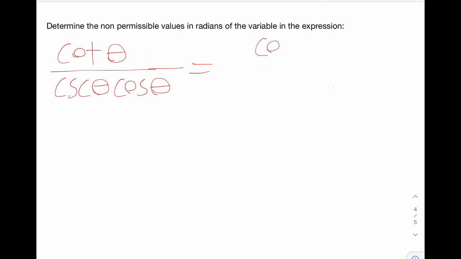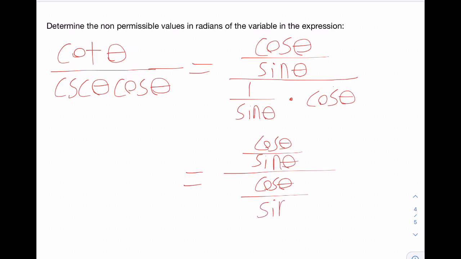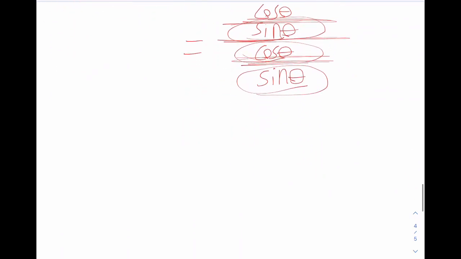Cotangent of theta will equal cos of theta over sine of theta, and cosecant of theta will equal 1 over sine of theta, and cosine of theta is just cosine of theta. And if we lower it here, this will become that over cos of theta over sine of theta. So that means that our sine of theta and cos of theta are below the fraction lines. So we can say that sine of theta cannot equal 0 and cos of theta cannot equal 0.